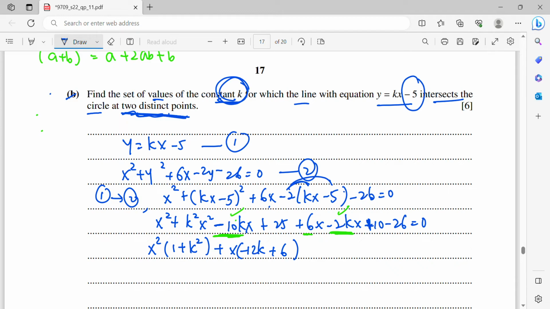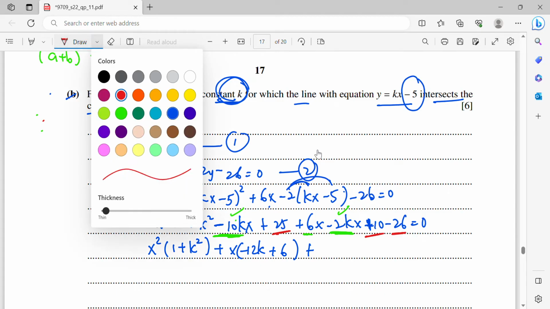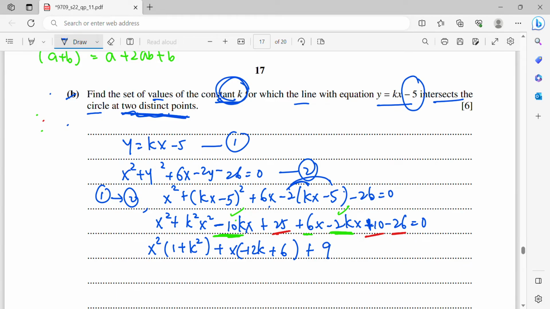Right? The plus 6, no change. Then plus, the rest just combine. Means that now you have 25 plus 10. It will be 35. 35 minus 26, it will be plus 9. Okay? Then equals to 0.